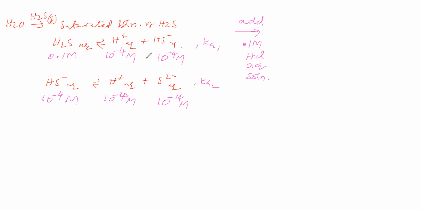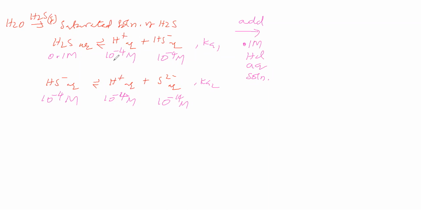Sir, in this way let us think. Now this solution is in equilibrium. One equilibrium is this one, another equilibrium is this one. Now we are adding HCl. Now have an idea about Le Chatelier's principle. You are adding HCl aqueous solution. This HCl solution gives H plus ions to this system.